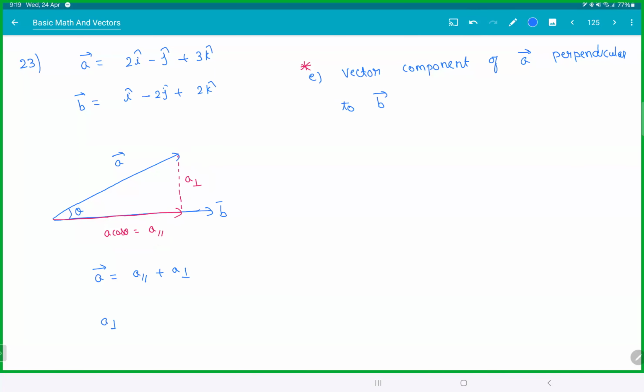Therefore, the perpendicular component is nothing but the total vector A bar minus the A parallel component. You're asking the component of A bar along B, A cos theta B cap, which is A bar minus A bar dot B bar by mod B bar, B cap. That's your answer. And that we have just now calculated. How much was that?